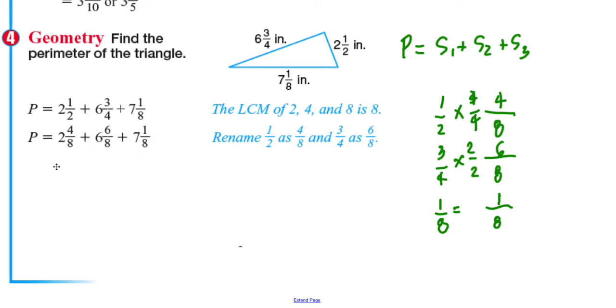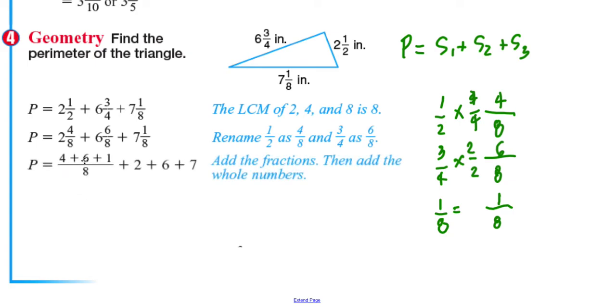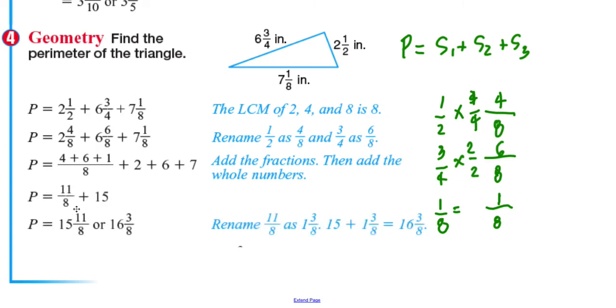Now the denominators are all the same. We can simply add all the numerators together. We end up with 4 plus 6 plus 1, which is 11/8, and adding the whole numbers, 2 plus 6 plus 7, remember this is using the commutative property of addition. We're moving the numbers around, and it will not change the sum. So this becomes now 11 over 8 plus 15, or 15 and 11 over 8.